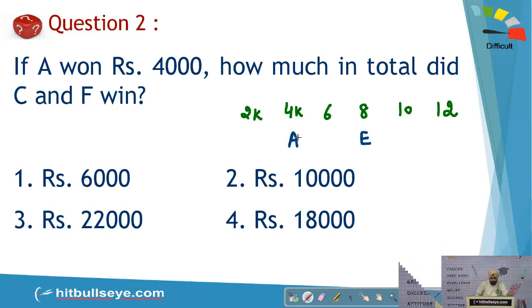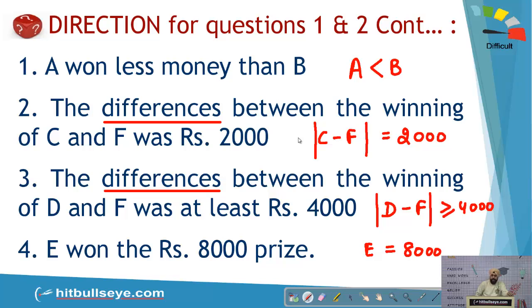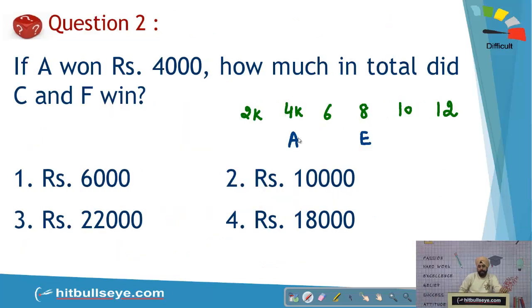Now students, besides that, let's see the other information was D and F more than or equal to 4,000 and C and F a difference of 2,000. That means C and F have to be together. Now if C and F have to be together, you can see students here, they cannot be at 2,000 position, they cannot be at 6,000, they can only be at position 10,000 and 12,000. And see what the question is. It says total of C and F. So it will be 10 plus 12. How much is that? So students, the answer shall become 22,000. So this 22,000 given over here shall become our answer, right?